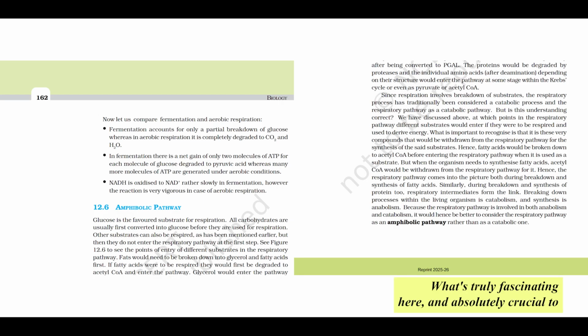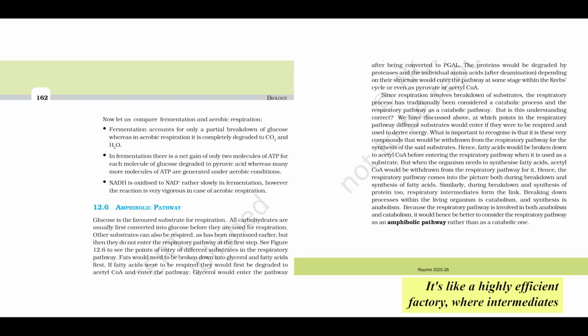What's truly fascinating here, and absolutely crucial to understanding the amphibolic nature, is that these very same intermediate compounds can be tapped into and withdrawn from the pathway to be used for the synthesis of other complex molecules. So the pathway intermediates aren't just stepping stones for breakdown. They can be pulled out to build other things.